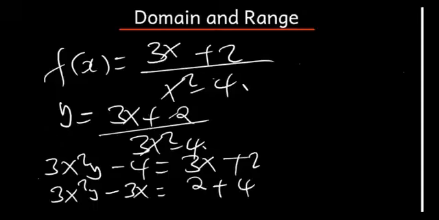So we're going to have x squared y. What else are we going to have? We're going to have what? We're going to have 6 here.